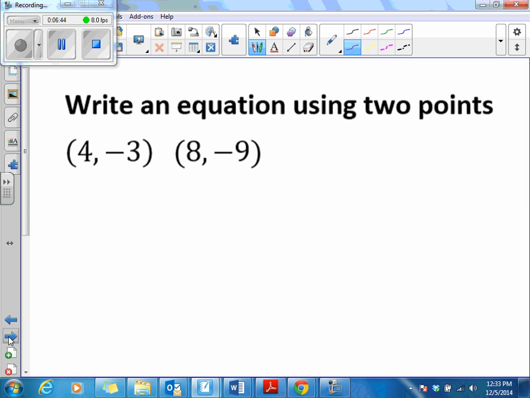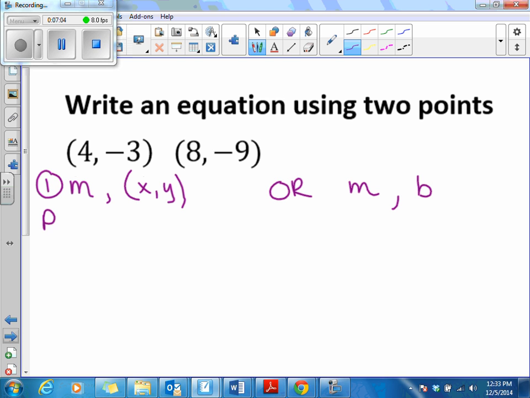Next example, I'm asked to write an equation using 2 points. Now remember, I need to find slope first, and then I can either use the x and the y ordered pair, or I can find slope, and then I can solve for what? Find b. Okay? So let's go ahead and use point slope form here. In the example below, we'll use y equals mx plus b. Okay, so I'm going to put this in point slope form.